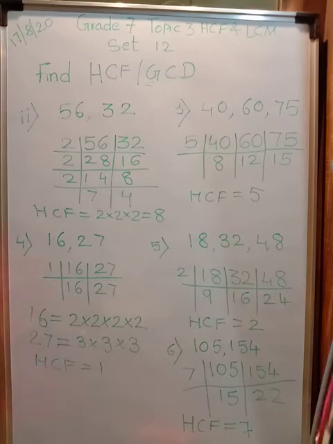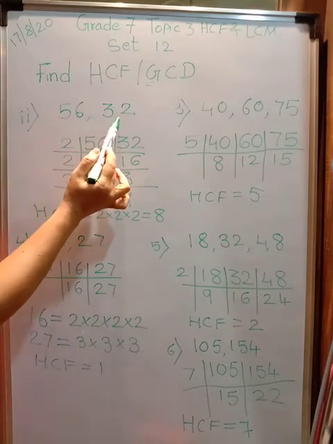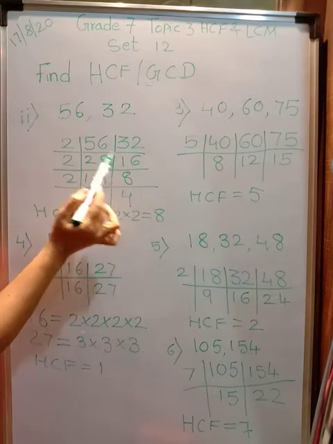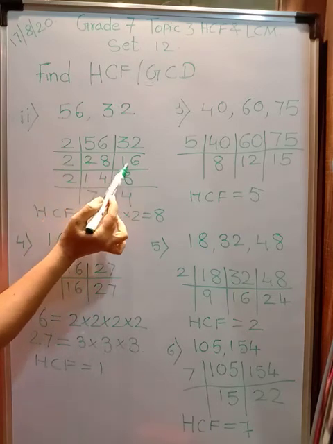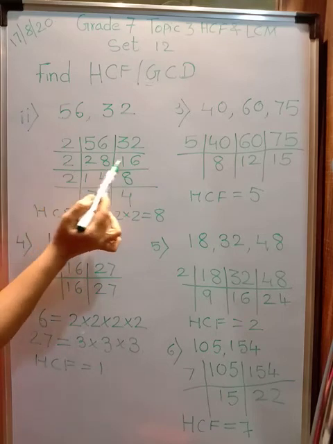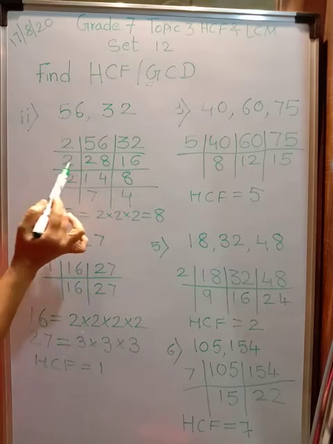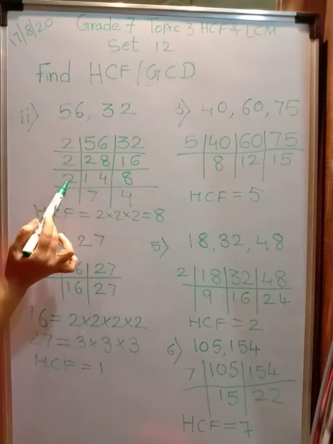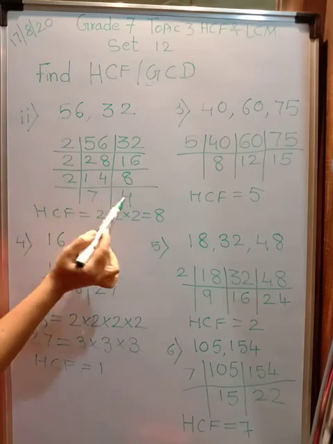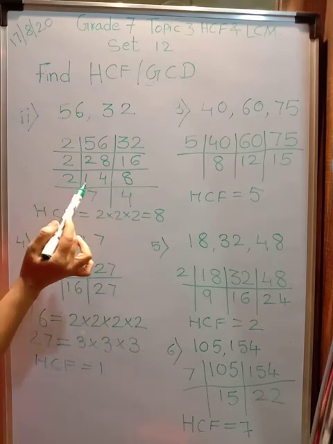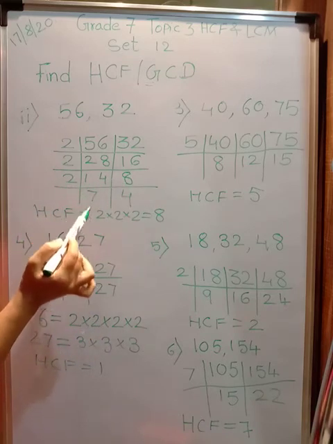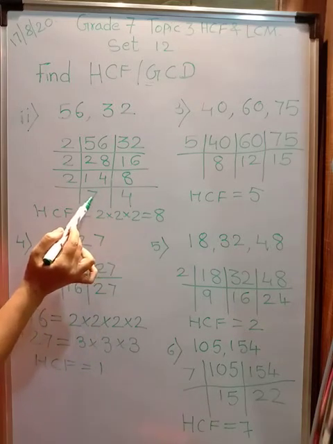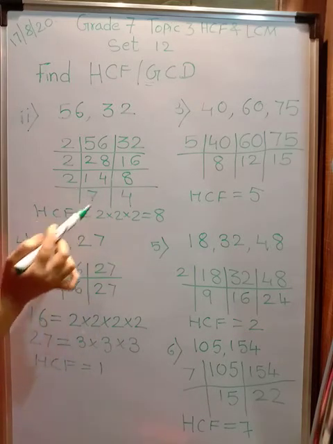Okay, let's look at the second problem, 56 and 32. So by 2 both numbers are divisible. By 2, 28, 16. Okay, again 28 and 16 both are divisible by 2. If we divide both by 2, 28 divided by 2 is 14, 16 divided by 2 is 8. 14 divided by 2 is 7, 8 divided by 2 is 4. Afterwards, we can't carry out division. Why? This is divisible by 2, but this is not divisible. This is a prime number. So, we have to stop.